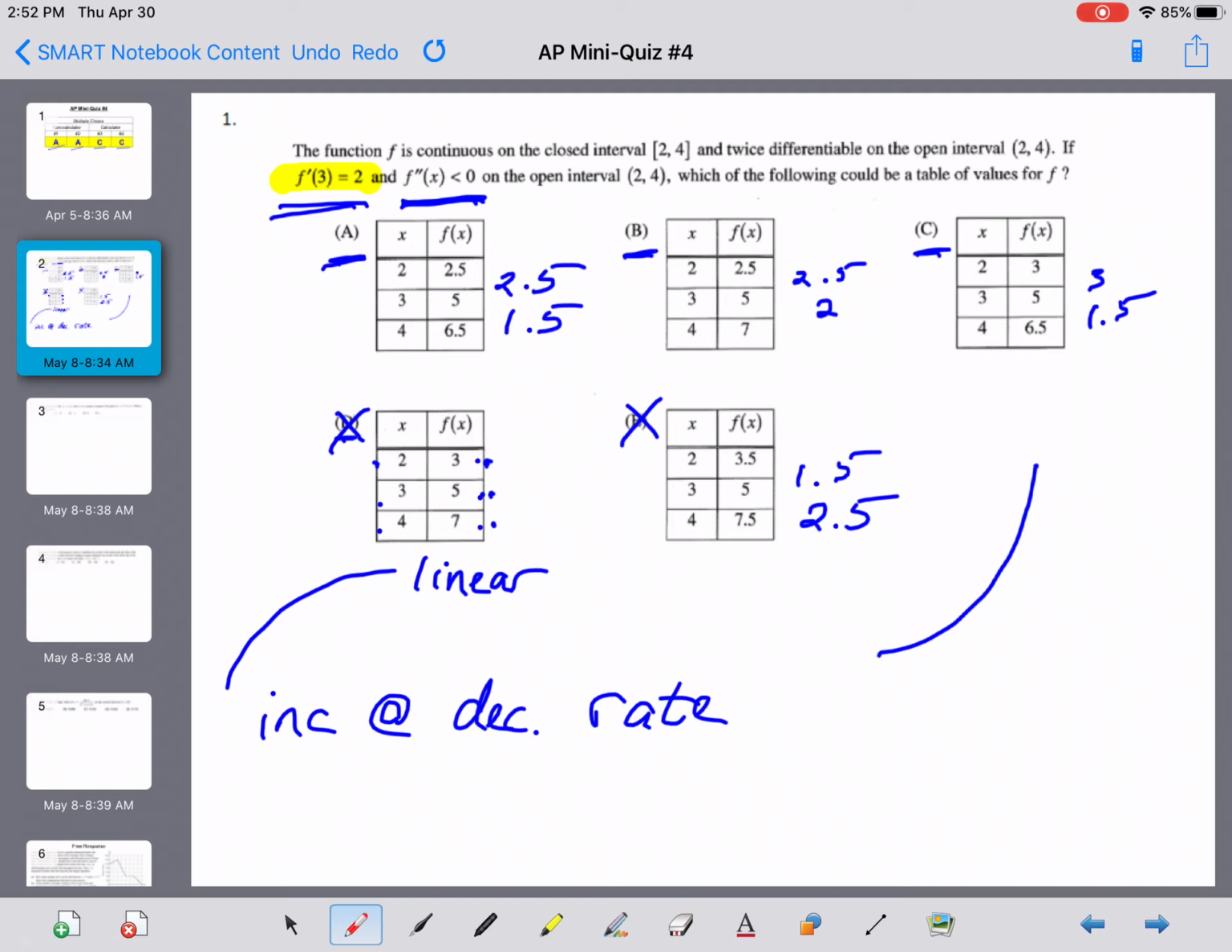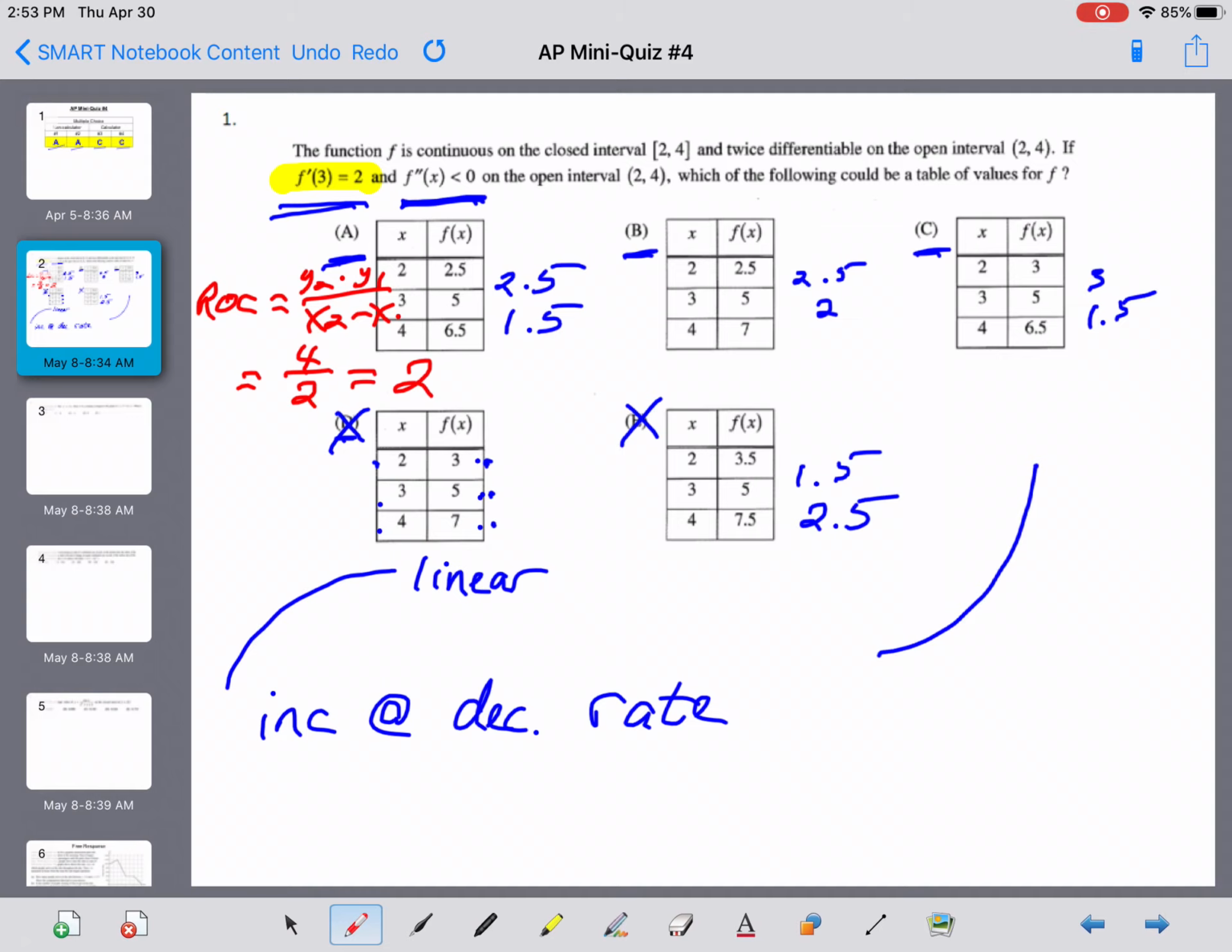So if we think about part A right here, and we tried to evaluate the average rate of change right here, and I did it as y2 minus y1, sorry guys, over x2 minus x1. Let's see what happens here. The 6.5 minus 2.5 gives us a 4 on top. The 4 minus 2 gives us a 2 on bottom. So our average rate of change, or the slope of our secant here for A, is 2.